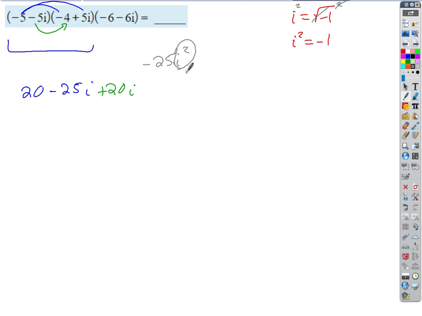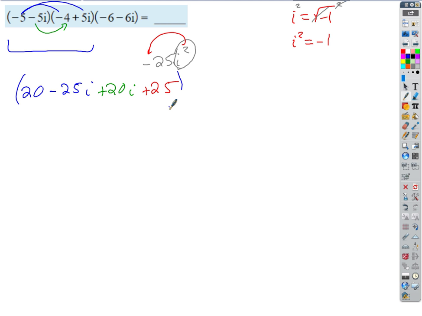So i squared is -1. So what's that make that term then? Whenever we get an i squared, what's that do? It makes it positive. Whenever you're multiplying out complex numbers, when you get an i squared, you just know it's going to change the sign. That's all it's going to do. So that becomes a plus 25. There, now everything's right. Okay. So that's what we get from this stuff.